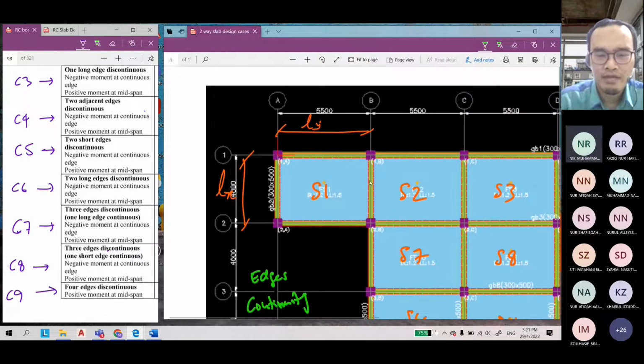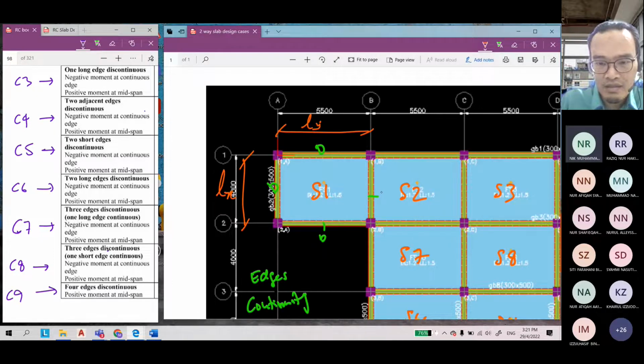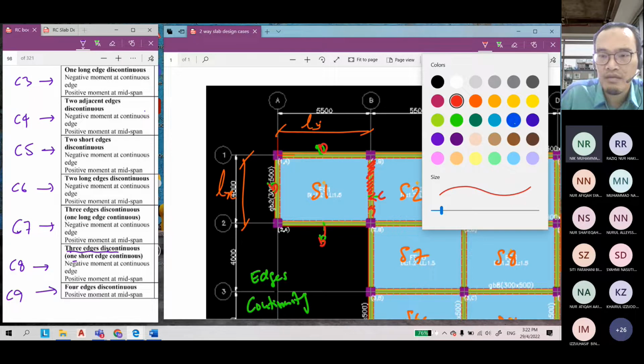Because this is continuous, you better write down: this slab edge is discontinuous, this edge also discontinuous, this edge also discontinuous. I better use another color, red. This is continuous, this is discontinuous. So you have three edges discontinuous, but one short edge continuous. The continuous edge is the shorter edge, so this one is case number eight. Okay, thank you.